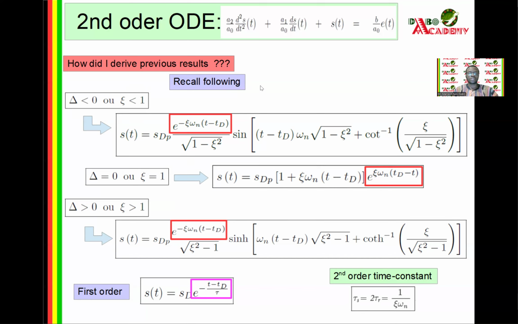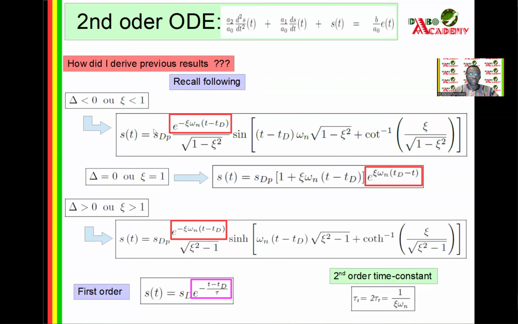So here, just consider that we are working with an autonomous system, meaning that B over A0, B is equal to 0. So no input, we don't have an input here. What we have is just the differential equation. The initial condition of the variable is different from 0, but the initial condition of the derivative is equal to 0 to simplify the expression. So we have this expression here.